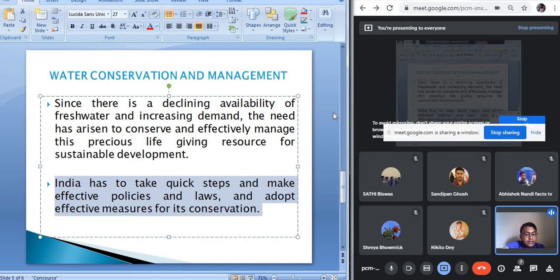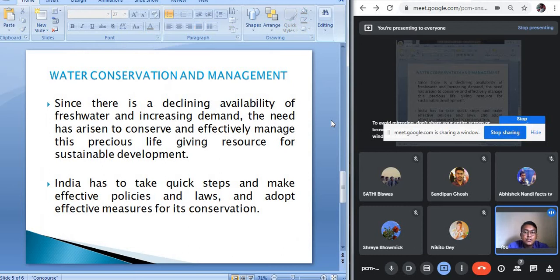India is the second largest country in the world in terms of population, and the demand for water is very high in our country. So if the freshwater resources get polluted, the availability of water will go down and there will be severe water scarcity in our country, which will ultimately cause a lot of problems. So in order to avoid such a situation, we need to conserve and manage the water resources.